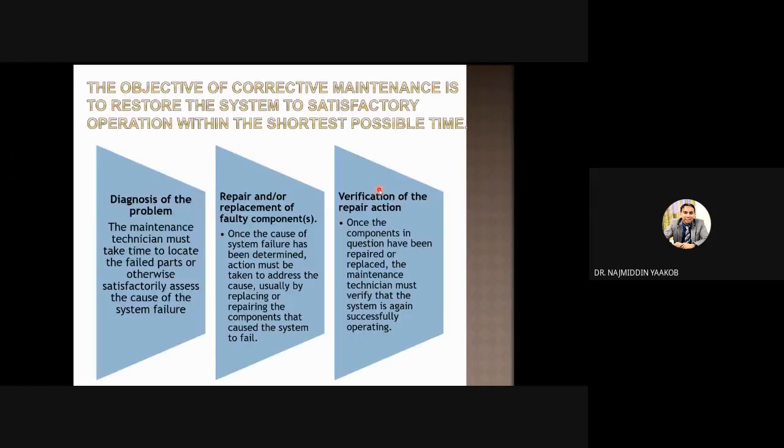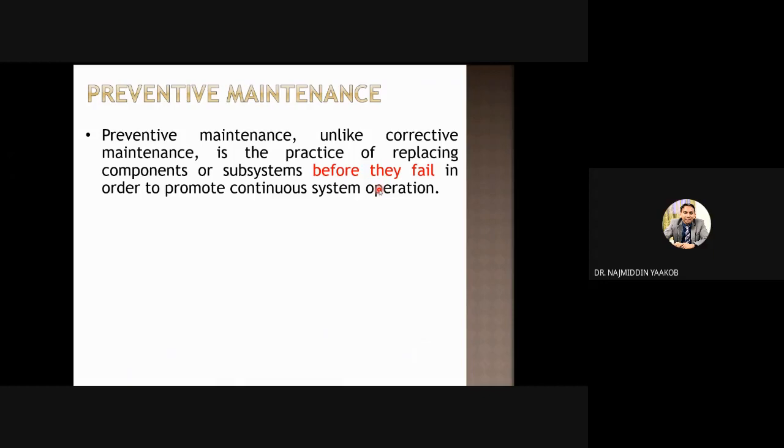Next is preventive maintenance. Preventive maintenance, unlike corrective maintenance, is the practice of replacing components before they fail. This is a bit expensive because normally you don't replace your equipment or component parts before they fail. But this is one thing that you prevent before the failure happens. So you replace some of the components of that system that will fail, in order to promote continuous system operation. You don't want production interference or to stop your operation.